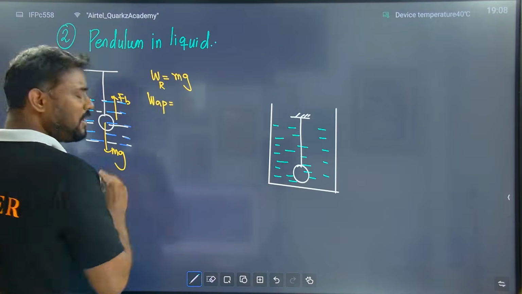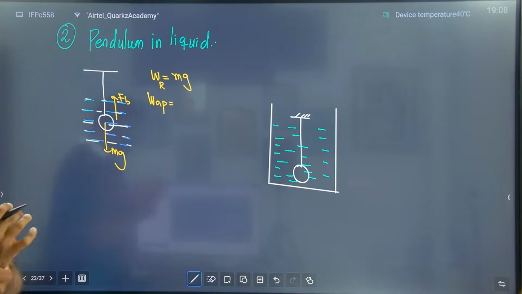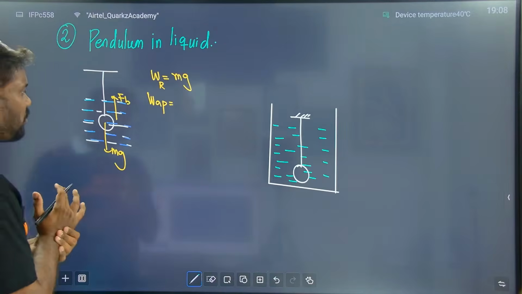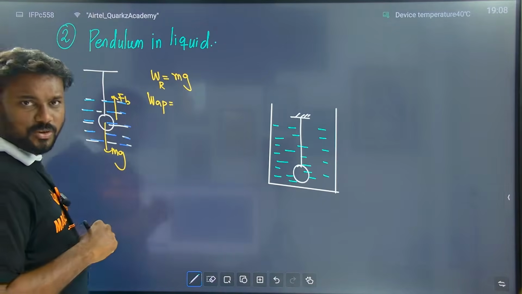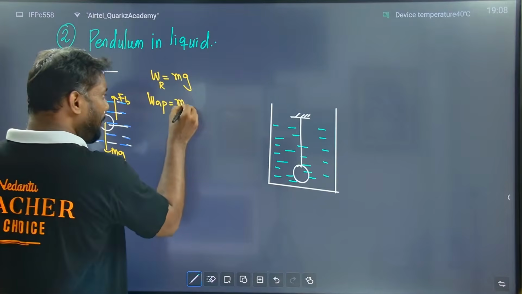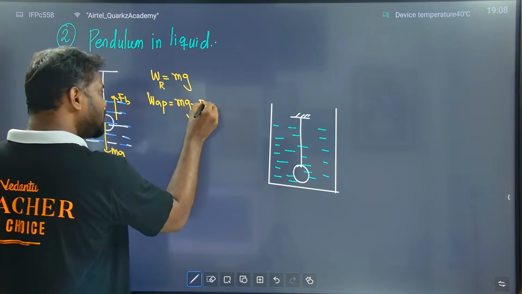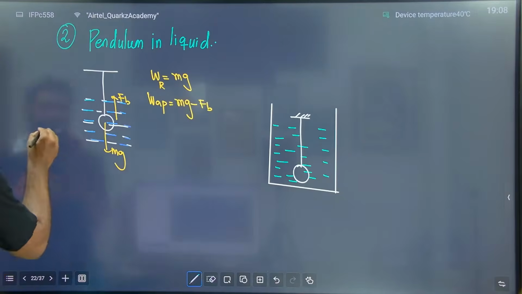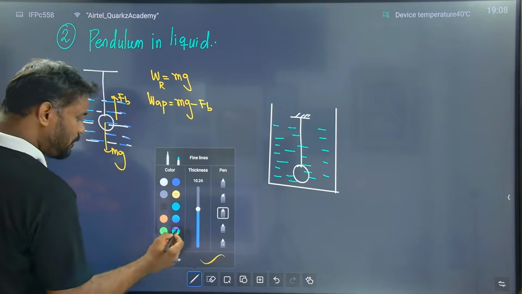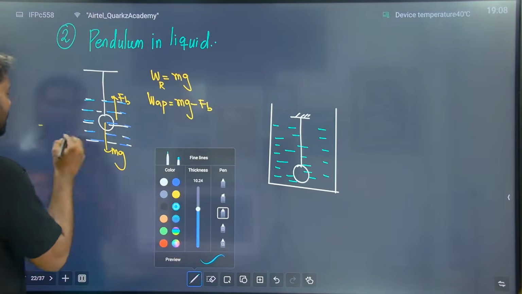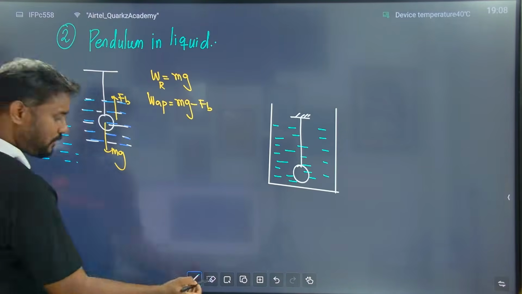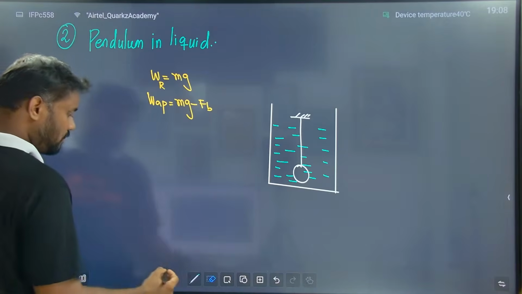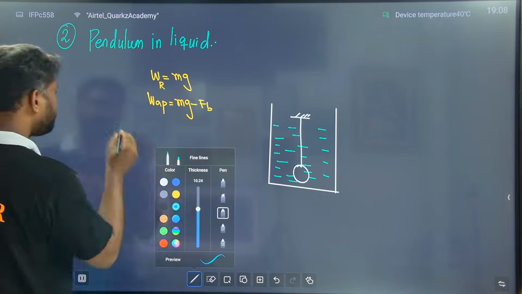Because we are going to calculate in terms of weight. So the apparent weight is the difference between mg and the resultant buoyancy force. So mg minus Fb, where Fb is the buoyancy force, if I take it as a liquid. This is my liquid.